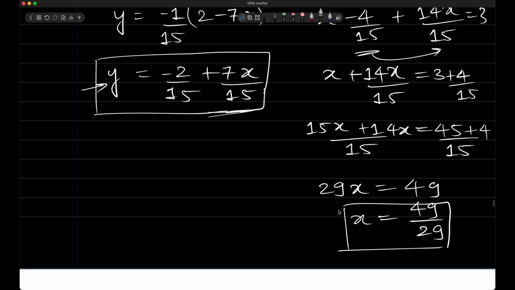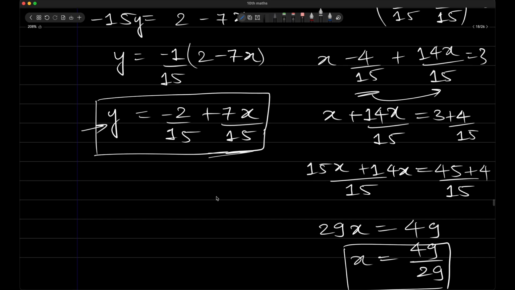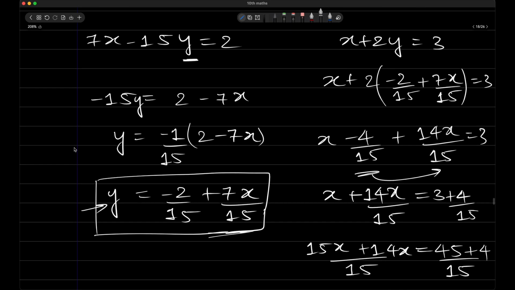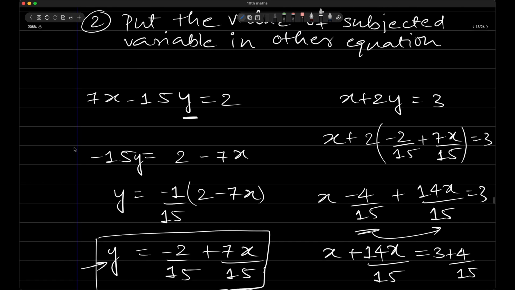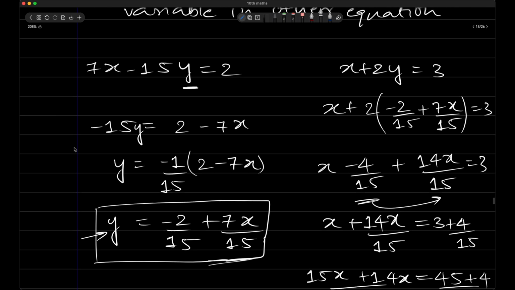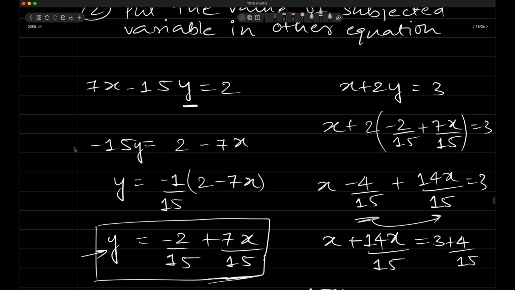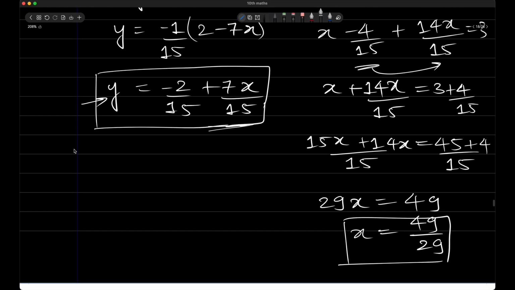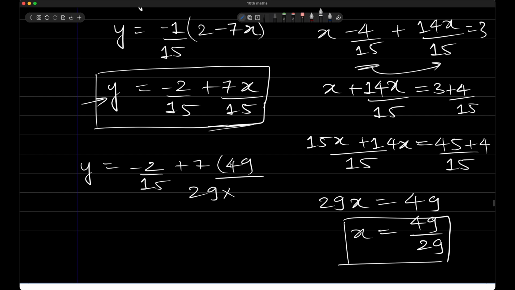Now put the value of x in the first equation from which we have made the subject y, or we can put the value of x in any of the given equations. Let us put it in this equation, that is y equals to minus 2 upon 15 plus 7, the value of x is 49 upon 29 into 15.